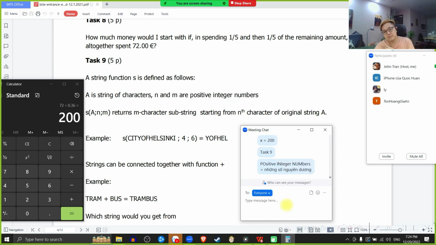Positive integer number means like more than 0 and there's no decimal number. Nó không có số thập phân. There is no decimal number.